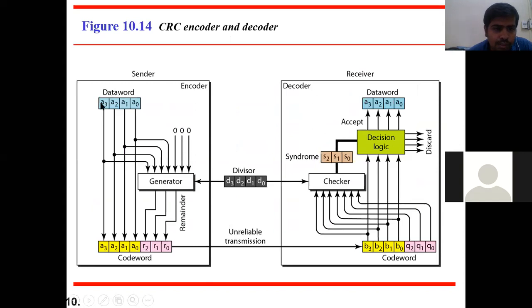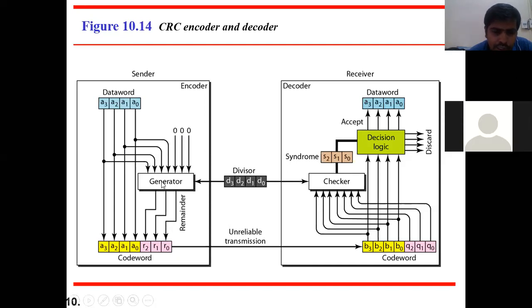Now we are assuming the data word as A3, A2, A1, A0. Then we add n minus 1 zeros, where n is the number of bits of the generator polynomial. For example, I am assuming the generator polynomial is 4 bits, so I need to add 3 zeros to this data word. In the example we'll get to know why 3 zeros are taken. For the data word you add 3 zeros, then divide by the generator, and you generate the code word. Whatever remainder we get has to be added to the original data word. That remainder we call R2, R1, R0. It will always be less than our generator polynomial.